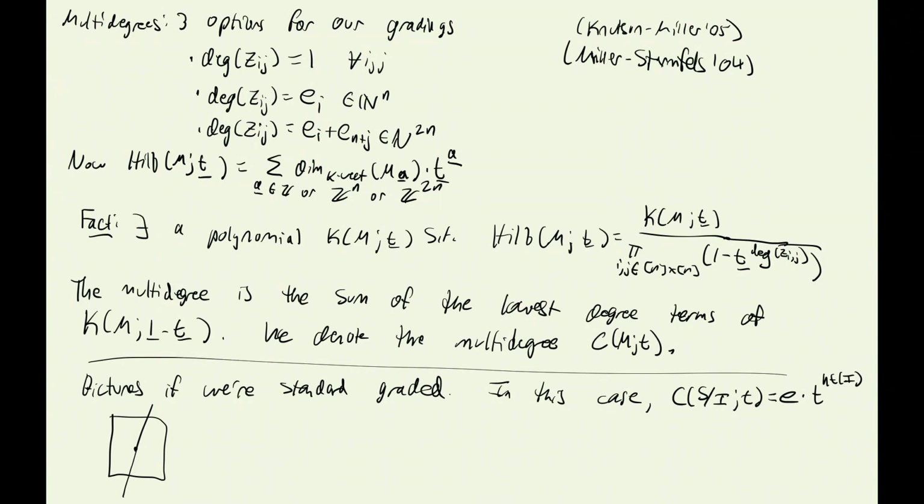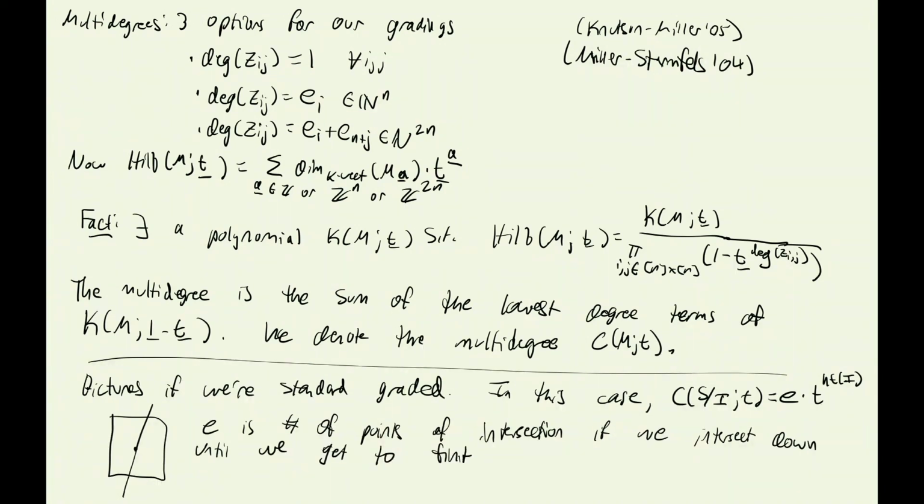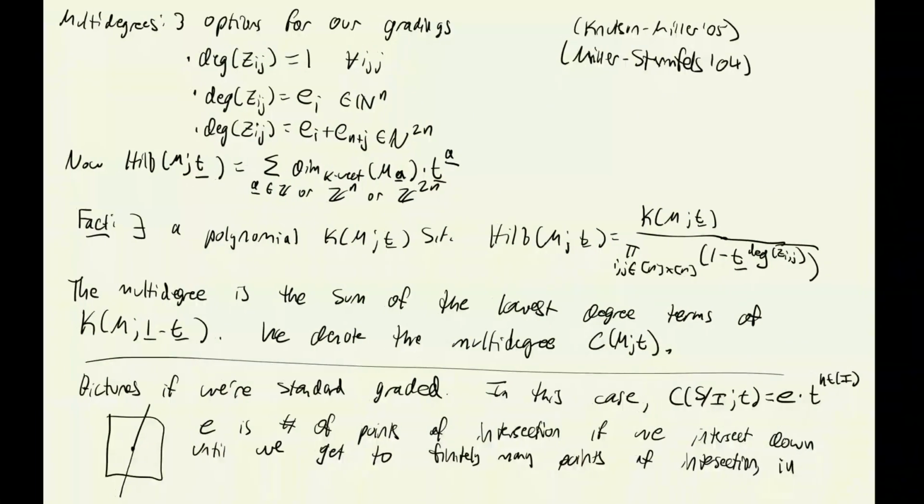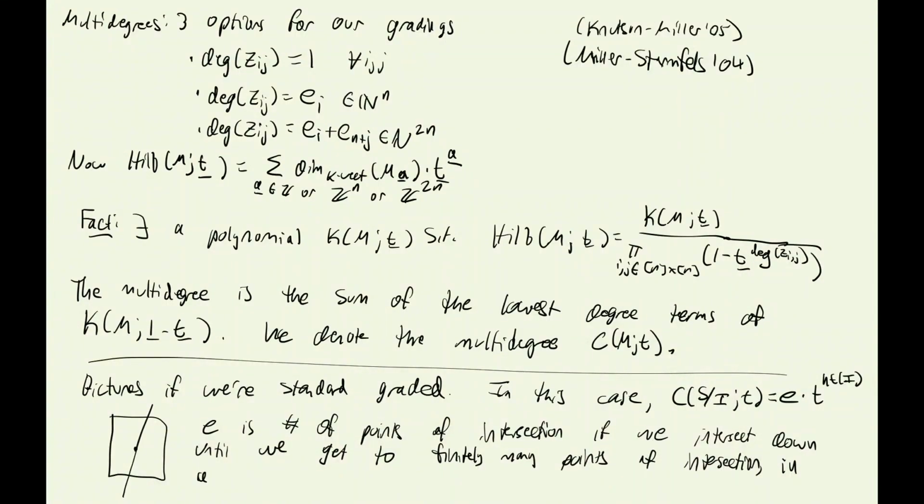So E is number of points of intersection if we intersect, I'm not going to make this precise, and just say down until we get to finitely many points of intersection, in a general way.